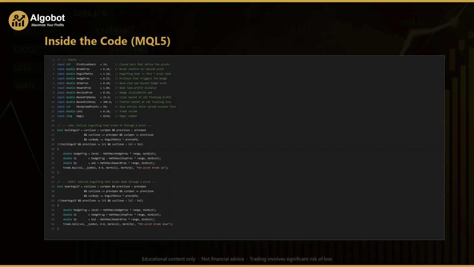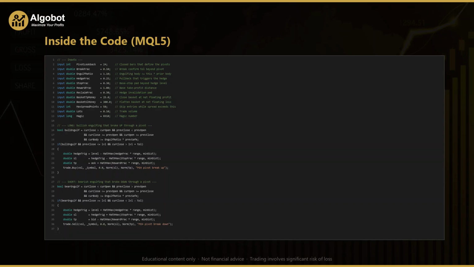And there's also a maximum spread filter, the lot size, and a magic number. Below the inputs is the long block. The Boolean bull engulf is true when the closed candle is bullish, the prior candle is bearish, the current body engulfs the prior body, and the body is at least the engulf ratio times the previous one.